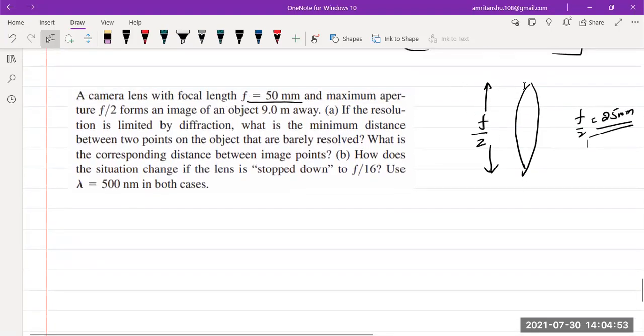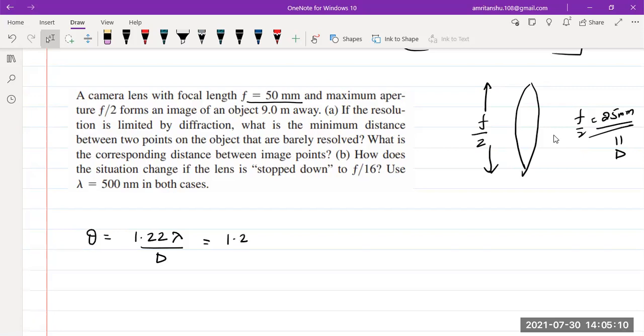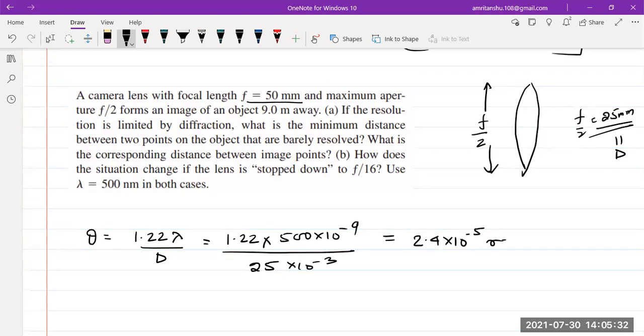Now we know this d. Here also, you just need to calculate theta. Theta is 1.22 lambda by d. d happens to be 25 millimeters, and lambda here is 500 into 10 raised to minus 9. So theta here again happens to be 2.4 into 10 raised to minus 5 radians.